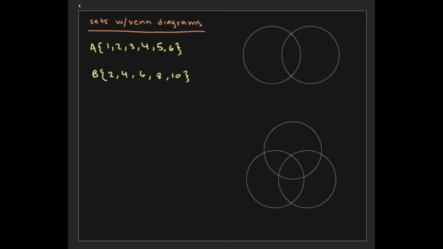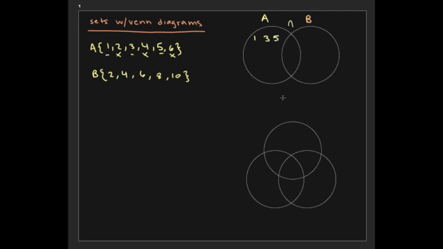Hi, so today we're going to go over sets and Venn diagrams. We have set A and B, and we have this Venn diagram, so we're going to put these in. Going to first start off with set A, and we're going to put in the numbers 1, 3, 5, and we're going to exclude 2, 4, and 6 because set B also has those.